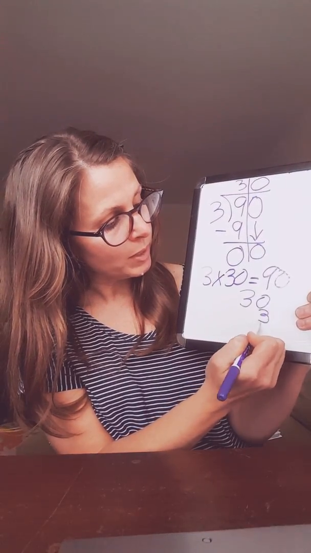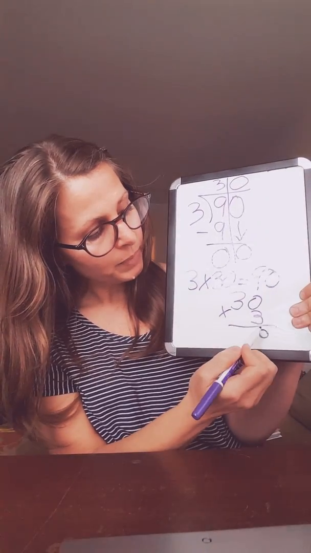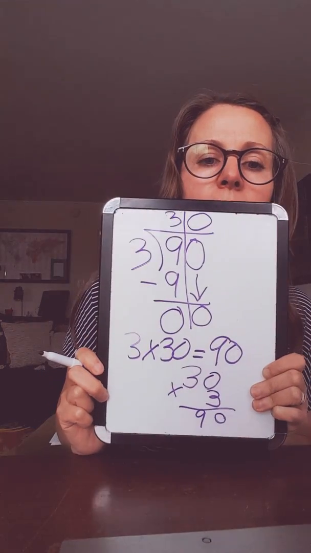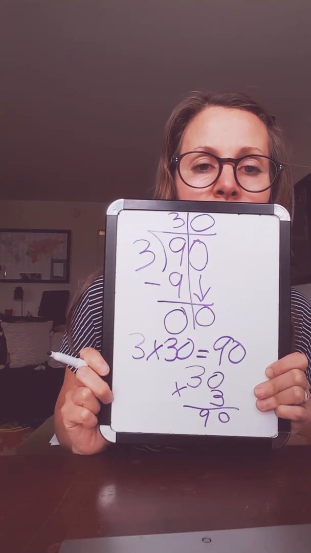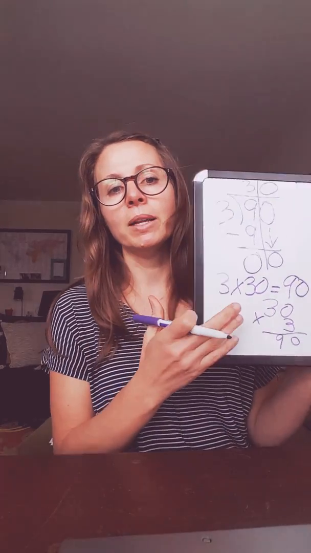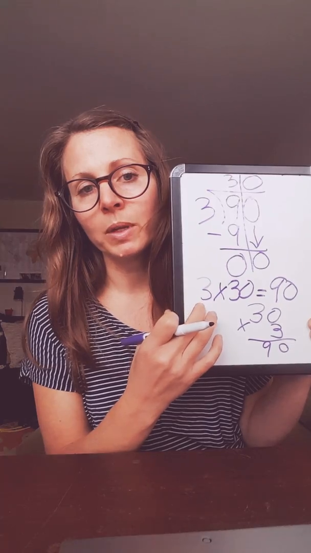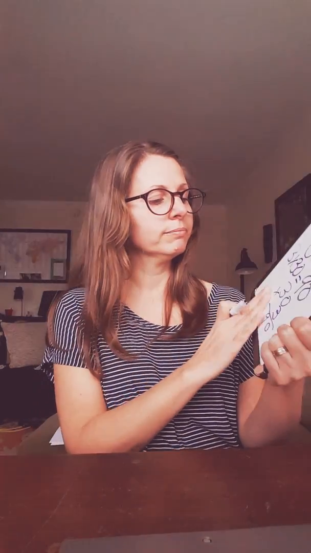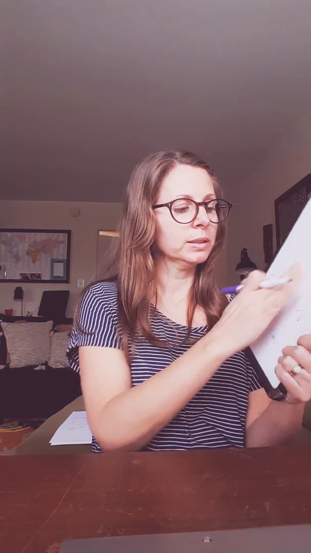3 times 30. 3 times 0 is 0. 3 times 3 is 9. You can do it like that as well if it's hard for you to multiply those in your head. All right? But since there's a 0 on the end, we know the trick is you can always do 3 times 3 and add the 0 back on. Okay, 2 more. If you're not ready, just pause it.